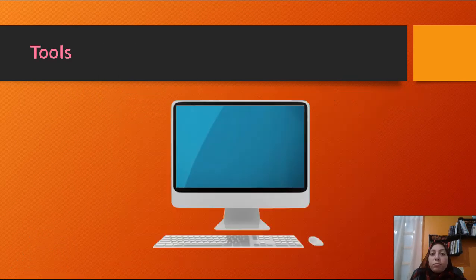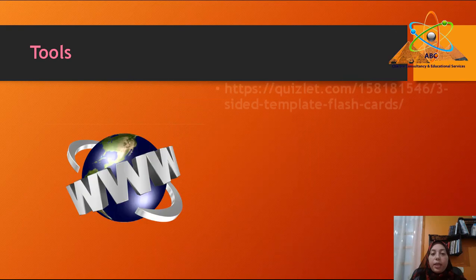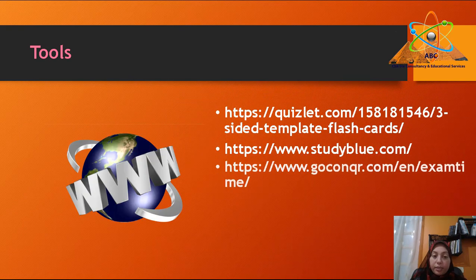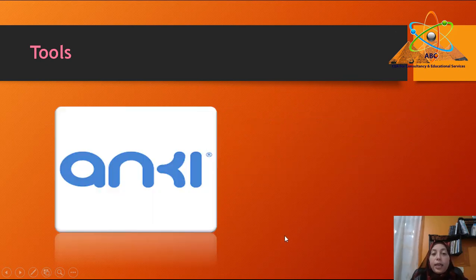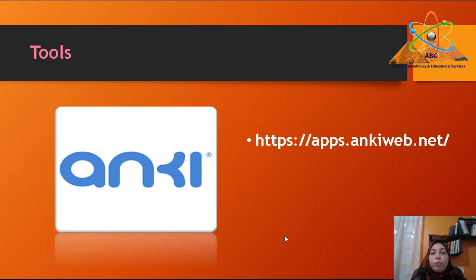So what are the tools? Of course, it is a computer and programs or websites. I have collected for you three excellent websites for making digital flashcards, and I'm going to show you today how to make a flashcard by using the first website, which is Quizlet. We also have a very famous program called Anki. Anki is a very good program you have to install on your computer in order to make flashcards.